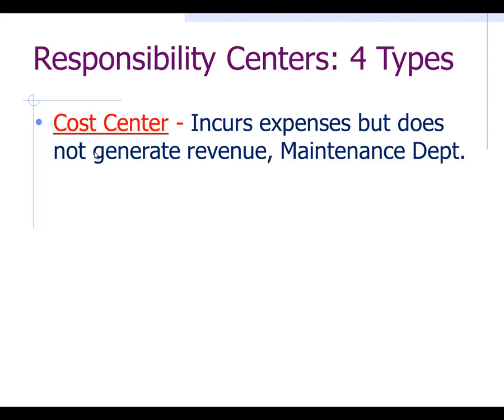The first is what we call a cost center. In a cost center, a manager is only responsible for the cost. Somebody in a cost center could be a production supervisor. Obviously, if you're in production, all you're doing is incurring costs in order to get the product produced. So that supervisor would only be held accountable for the costs that he can control. That would be a cost center.